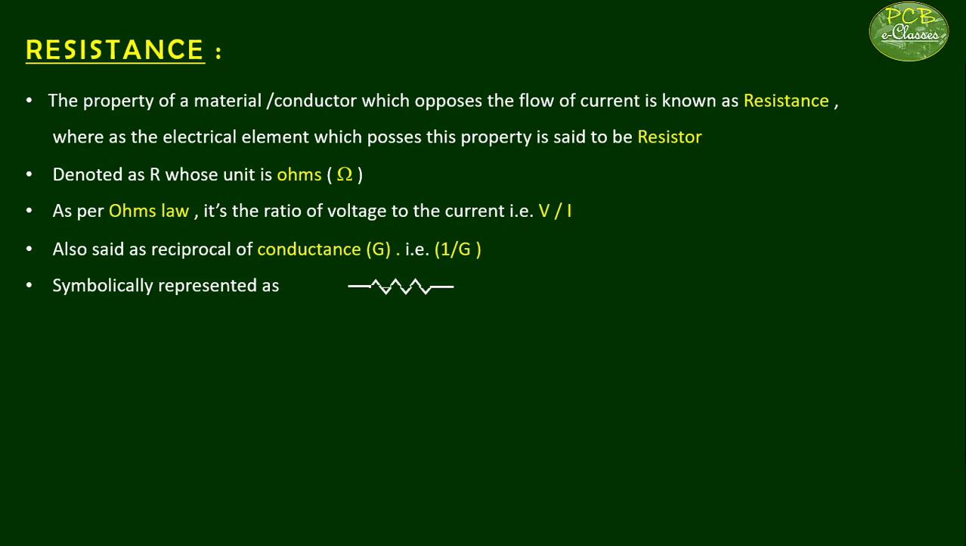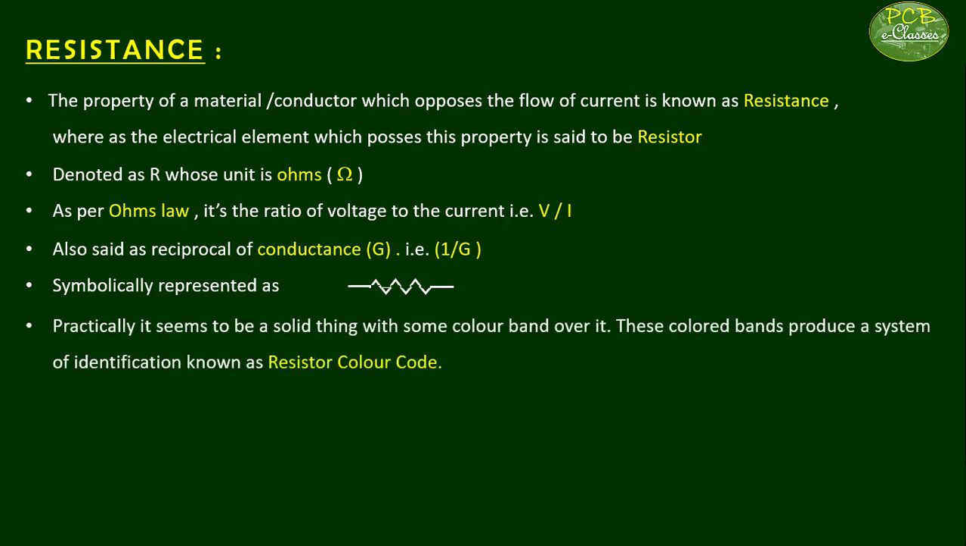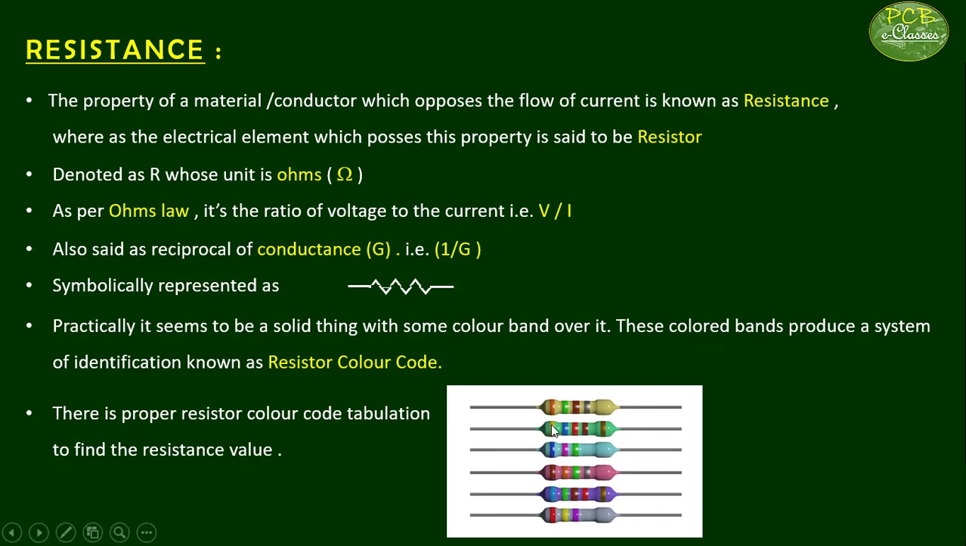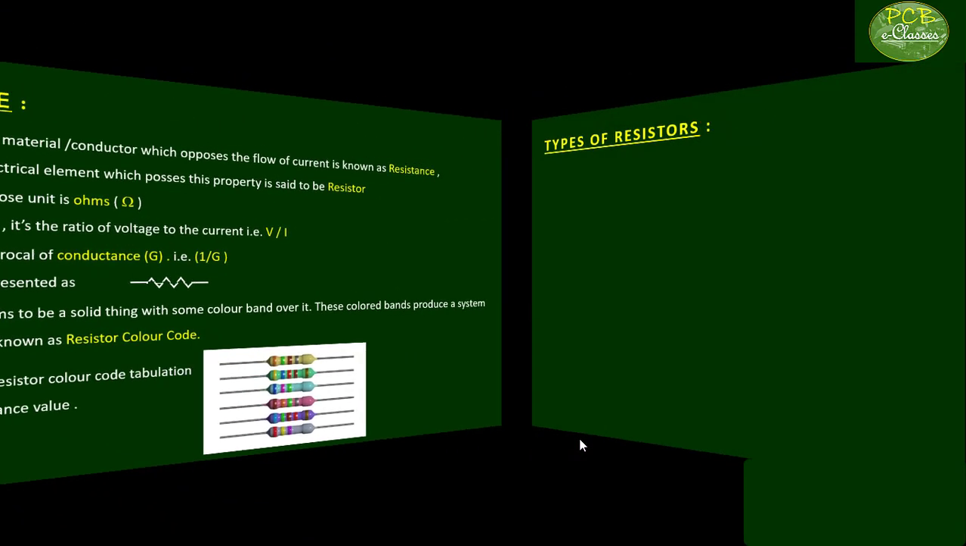So in order to know the proper resistance value of a resistor, the manufacturer uses a color code or color band, which is said to be the resistor color code. Fine. You can see in the figure on the right side, some color bands are there, and with respect to these color bands some numeric values are there by which we can know the resistance value of the resistor. Fine. Moving to the next one.